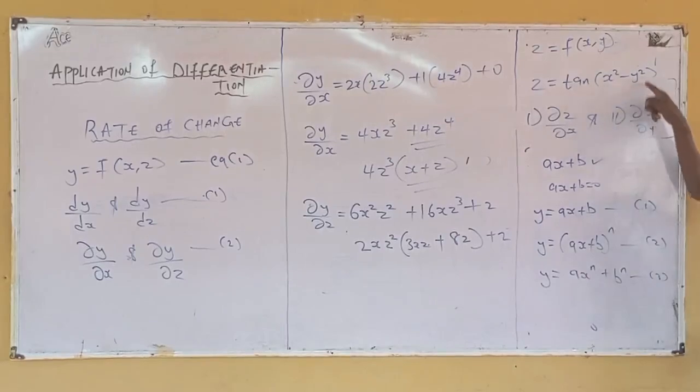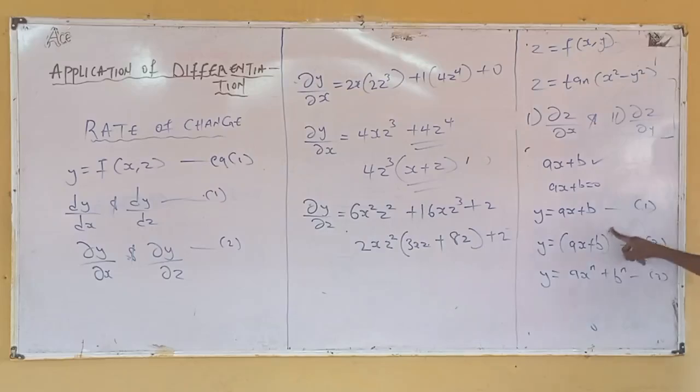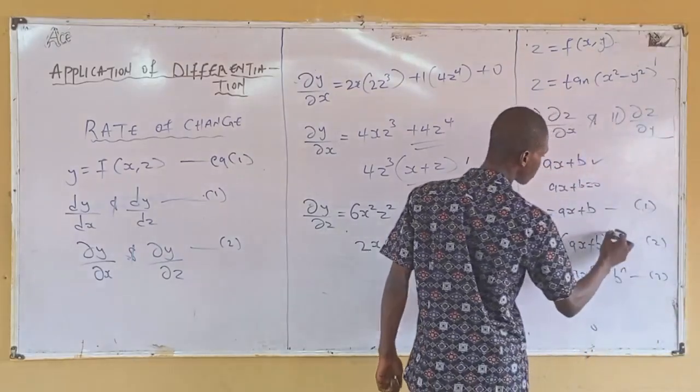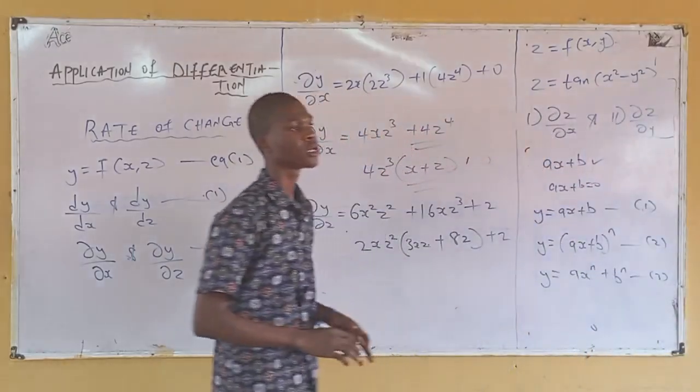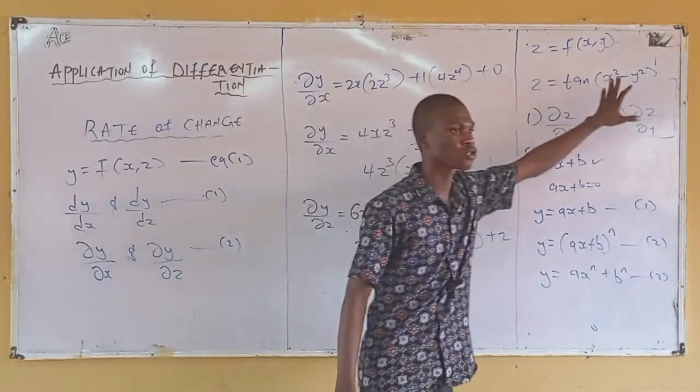Because x square minus y square is an expression. The power here, n means power, the power here is what? 1. Are you getting it? So, seeing this question, you have to use chain rule.